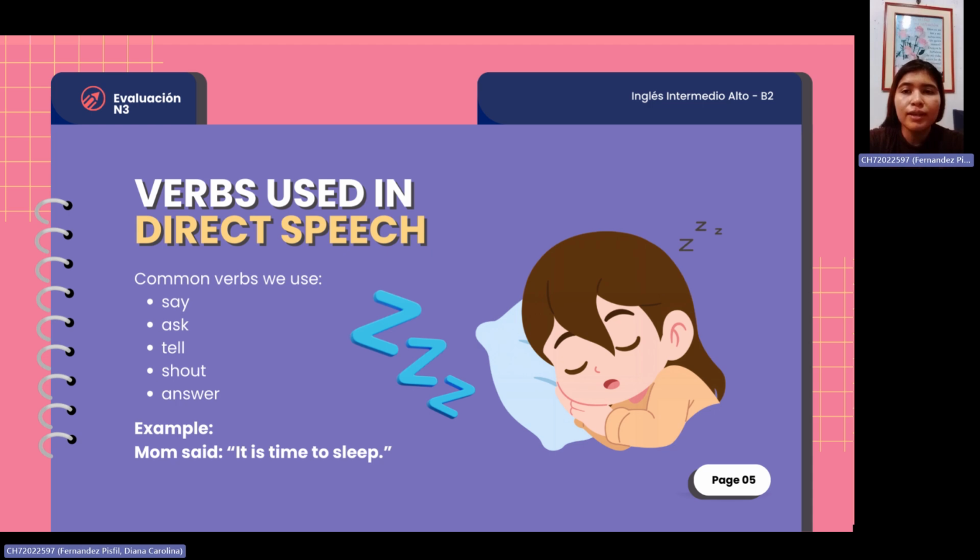Look at the example on the screen. Mom said, "It's time to sleep." In this sentence, we use the verb said to introduce the message. When we follow the rules, we remember the colon and the quotation marks.